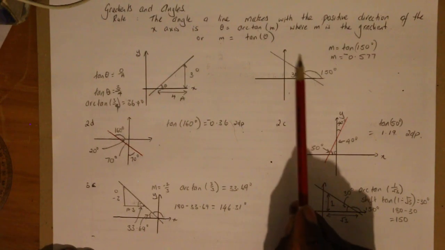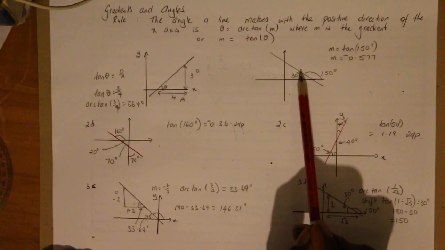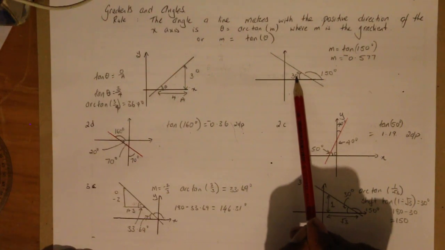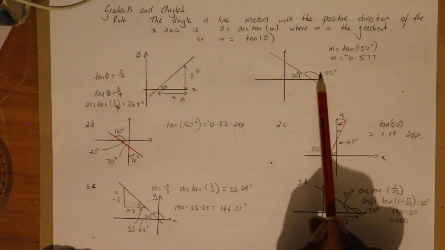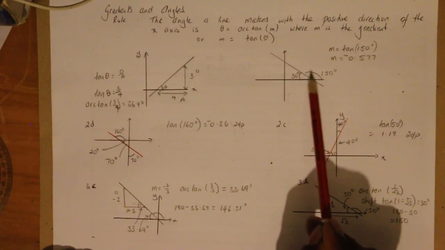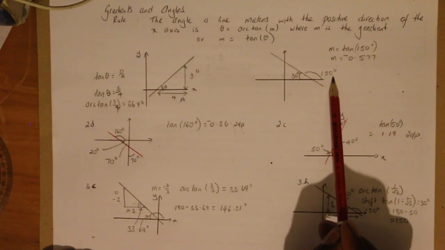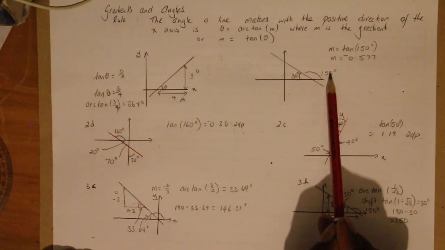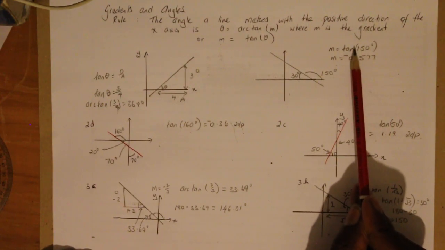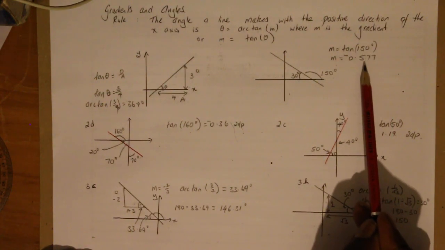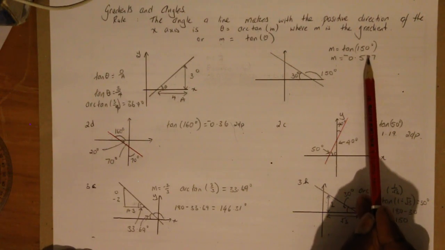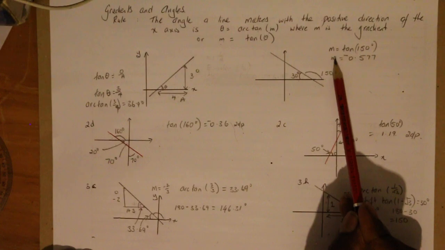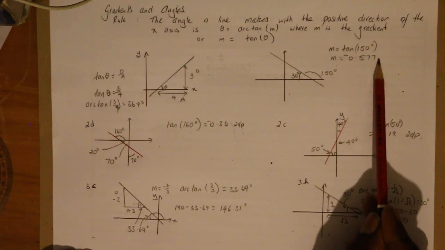Going back the other way, if we want the gradient of this line here, and we're told that this angle here is 30, the first thing we have to do is find this angle here, the angle between the line and the positive x direction. Angles on a line add up to 180. If this here is 30, that there must be 150, because 30 plus 150 equals 180. So we take that tan of 150 degrees. Tan of 150 degrees is negative 0.577. So the gradient of this line here is negative 0.577.